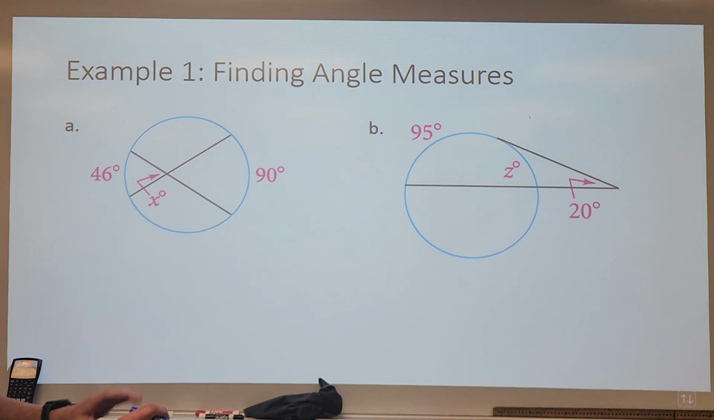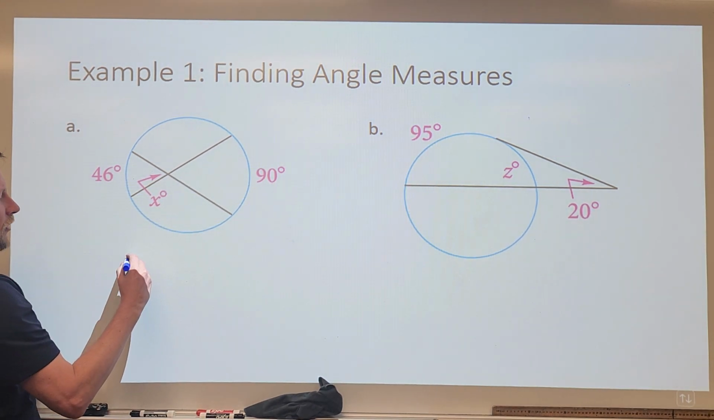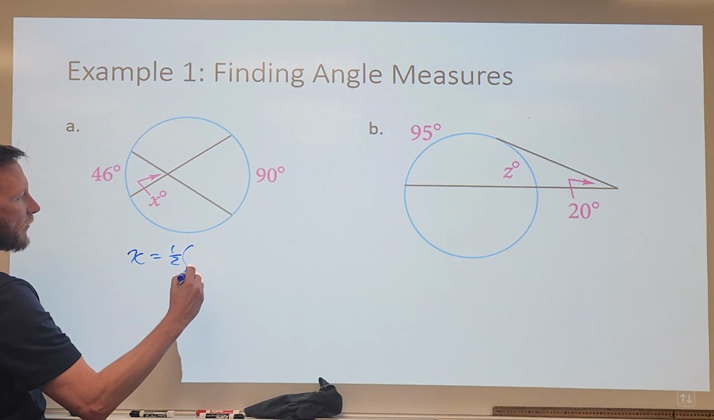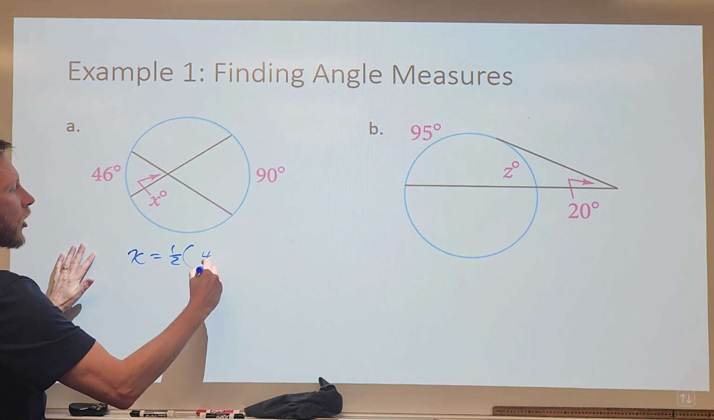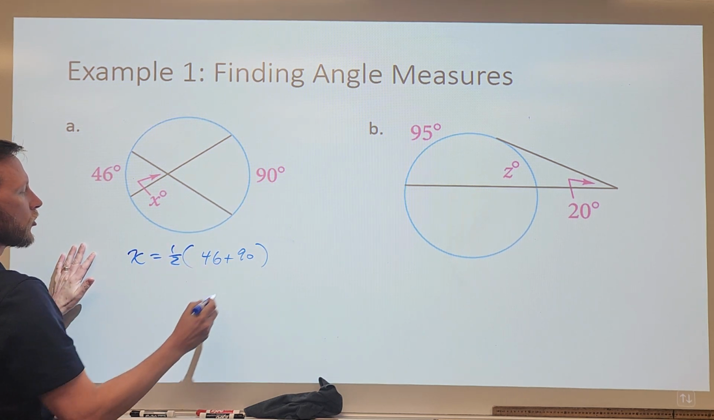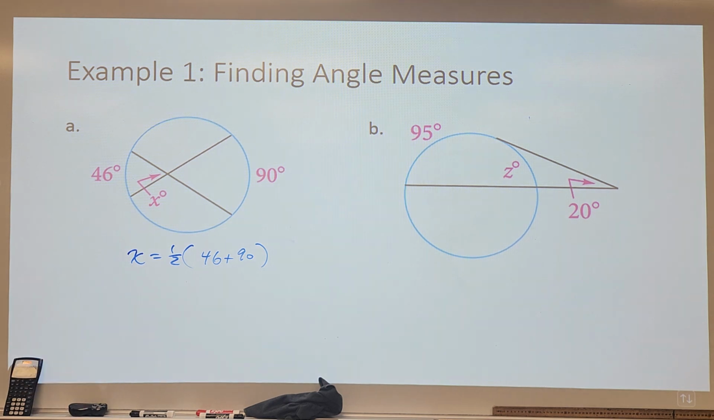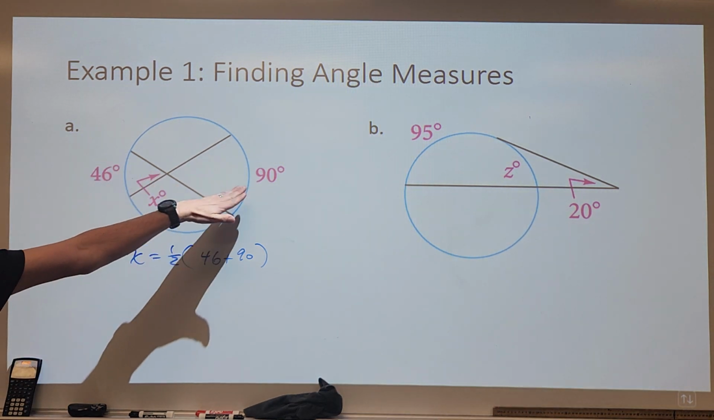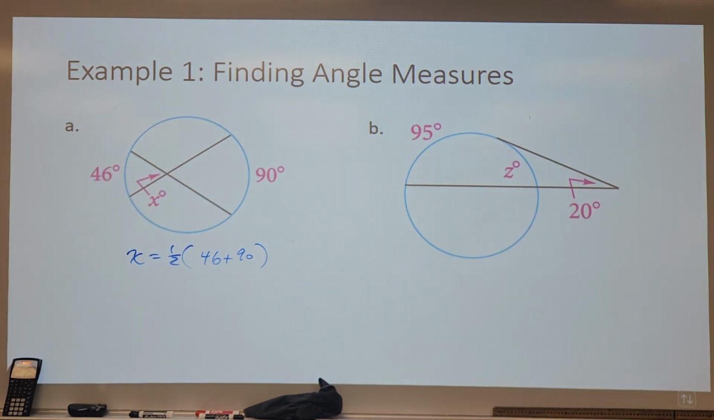For this, again, I'll write the equations. Your job is going to be to solve them. To find x, we are going to take half of the measures of these arcs added together. So you go ahead and finish. You solve for x there, taking x as half of the measure of those arcs added together.